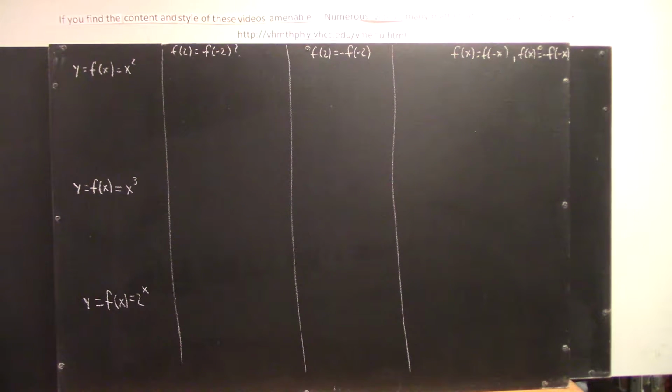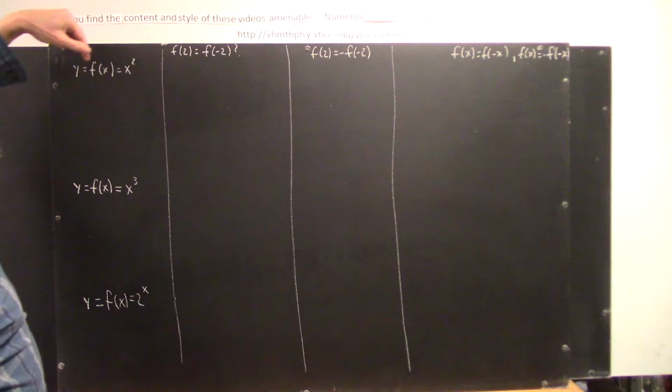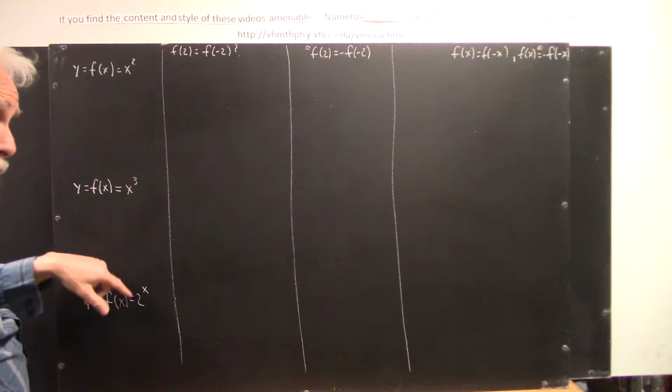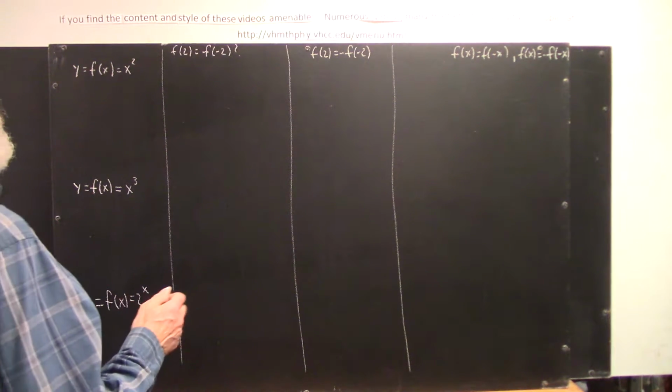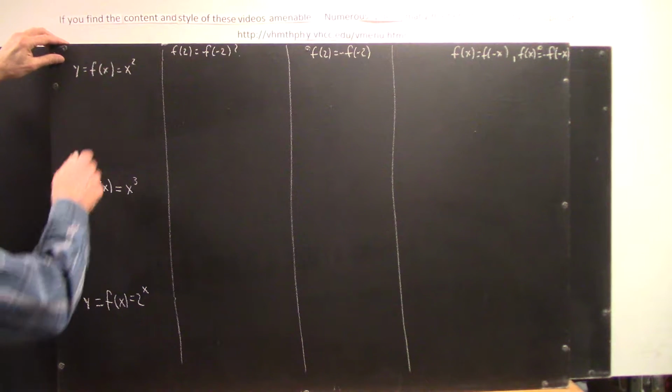We begin with the question of whether f of 2 equals f of negative 2 for y equals f of x equals x squared, or x cubed, or the 2 to the x function. We can easily make tables and graphs for these functions.